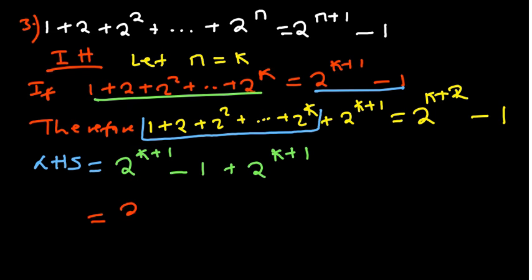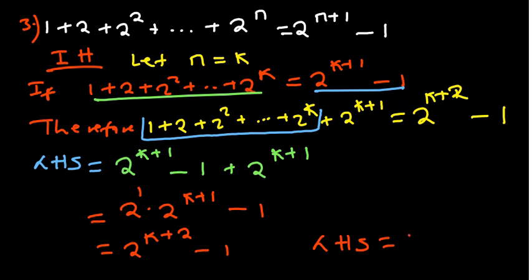If we add them, we'll have 2 of them. So 2 times 2^(k+1). We've added them, taking them as a variable x, so 2x. Now if you've got the same base, you can add the powers. So 2 to the power 1 plus k plus 1 is going to be 2^(k+1+1), which is going to be plus 2. So now your left hand side is equal to the right hand side. So we're good to go.